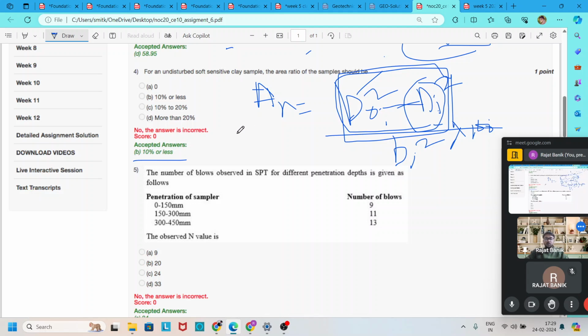Now, one question is given in question number 5, where a table is given for different depth, sampler penetration, and different SPT number. So we have to find out the field value SPT number. Here the table is given in question number 5.